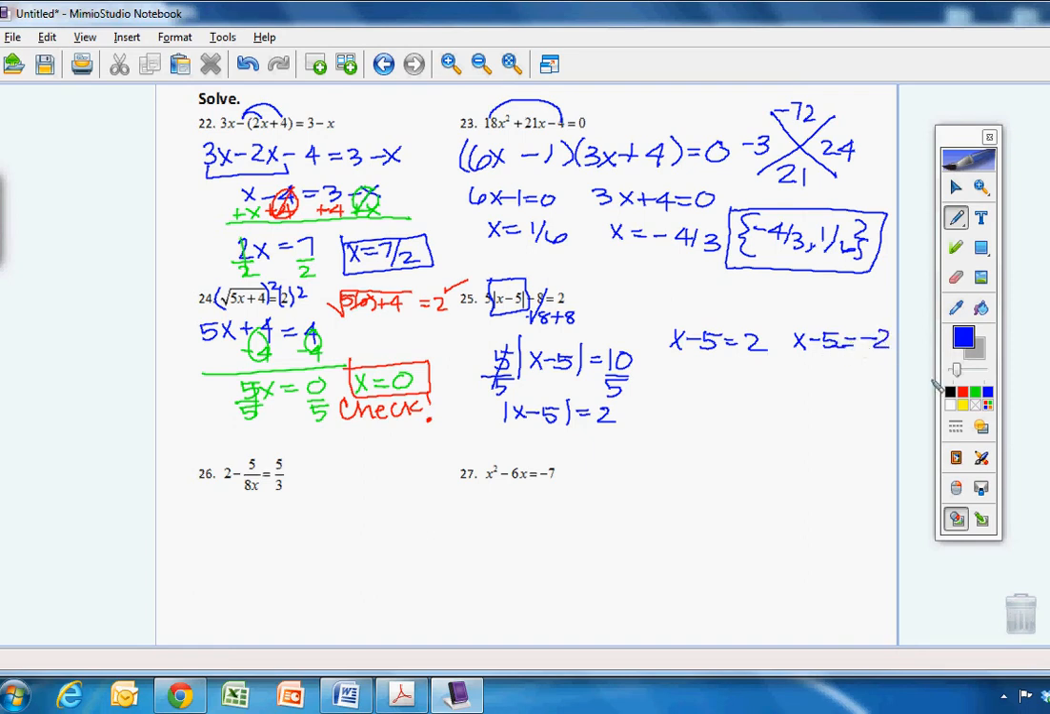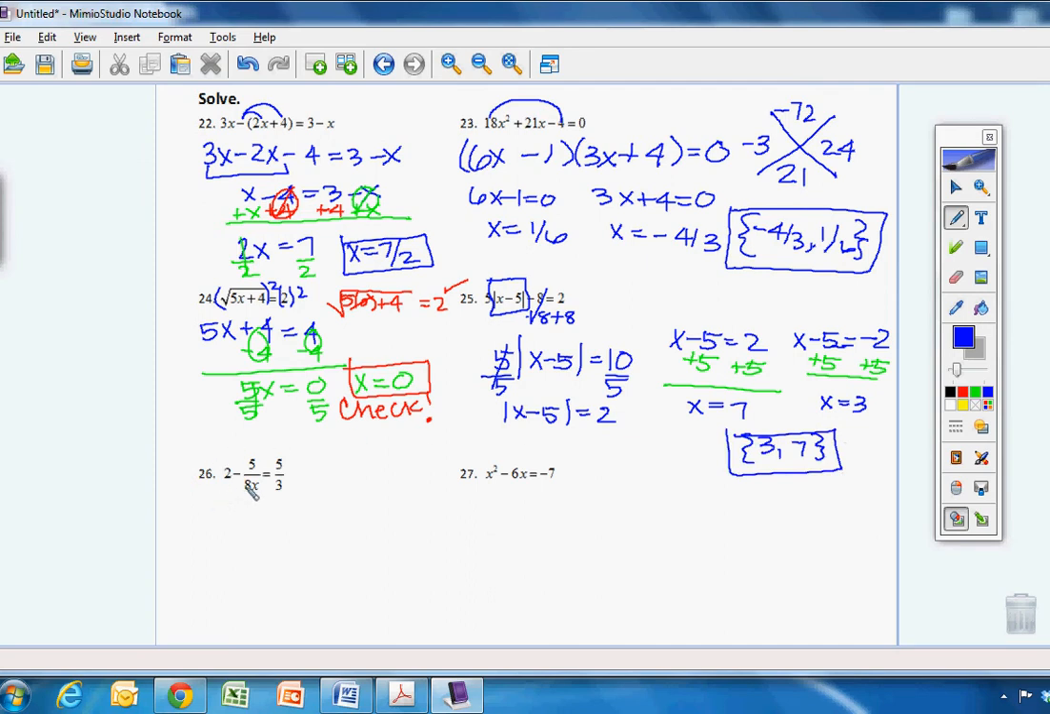That's an equal sign there. All right, so I have to solve each one. So I'm going to add 5 and add 5. I'll do it to both of these at the same time. Okay, and I have that x then equals 7, and x equals 3. So 3 and 7 are my final answers.